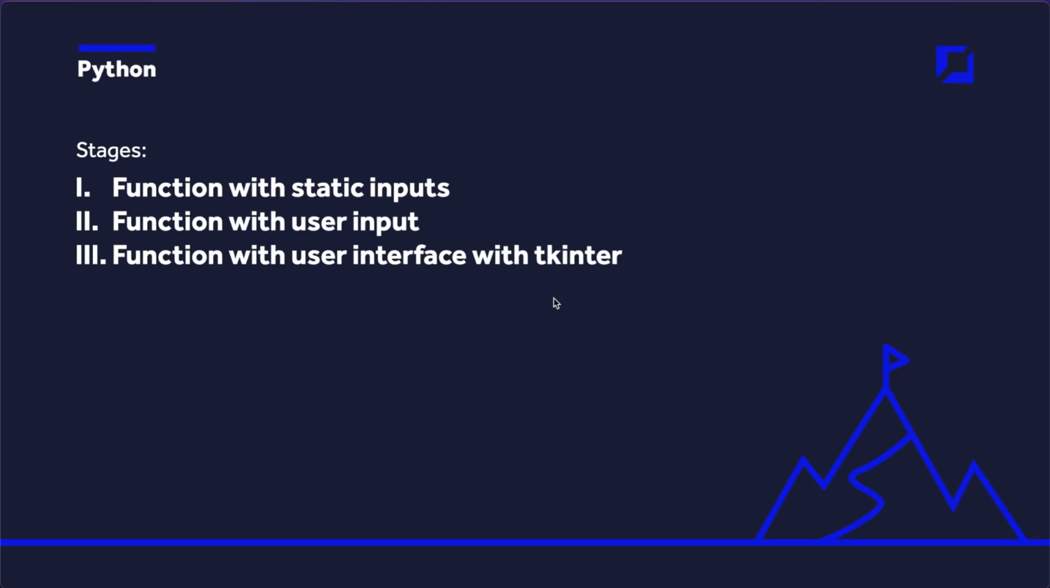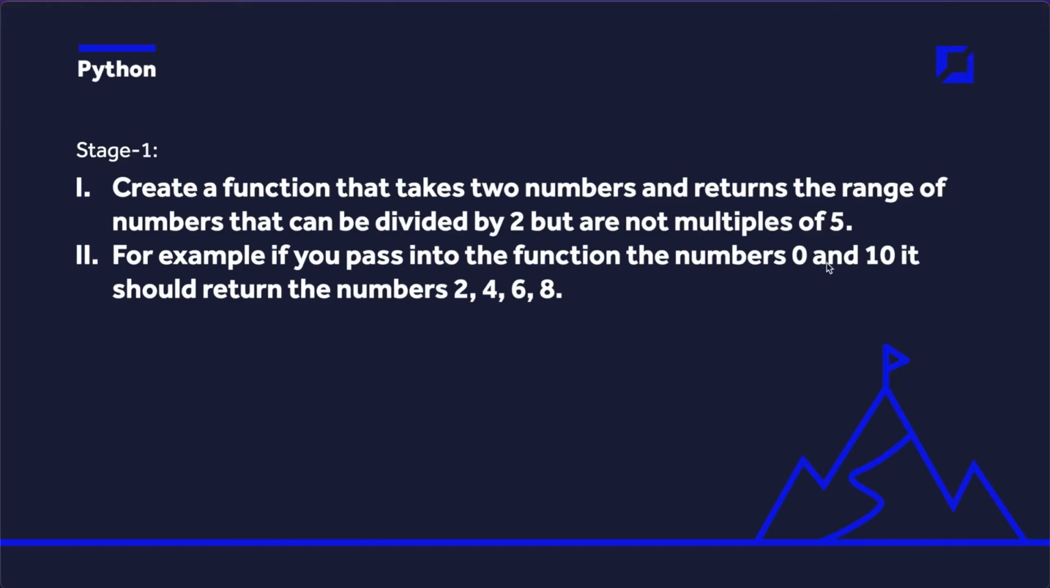Okay, so first stage then, let's have a look at the first challenge, the function with static inputs. So what we need to do first here is create a function that takes two numbers, so for example 0 and 10, and then returns the range of numbers between the two numbers that you enter that can be divided by 2 but are not multiples of 5.